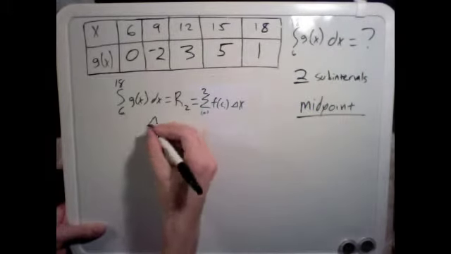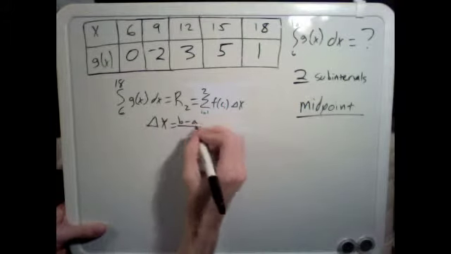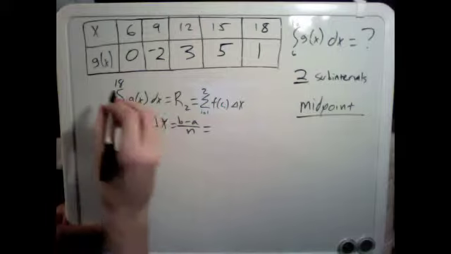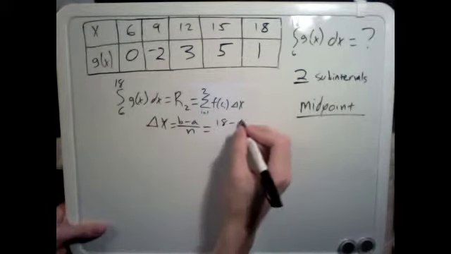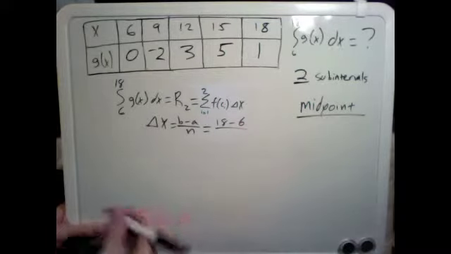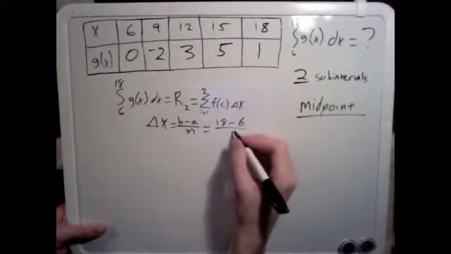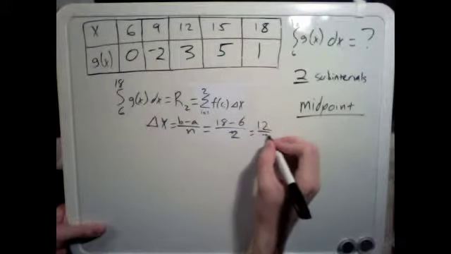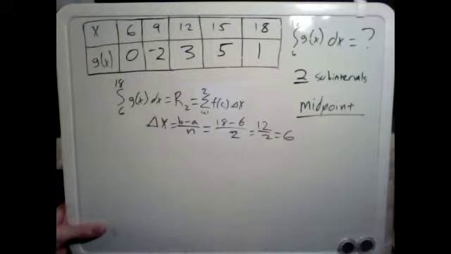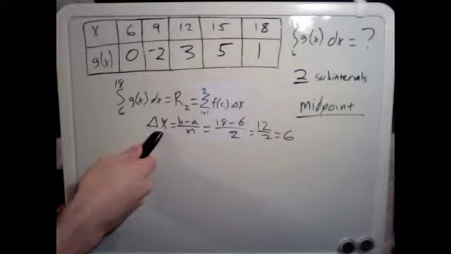For delta x, it's going to be b minus a over n. b is 18, a is 6. It's the interval that we're integrating over. And then n is right here, our number of subintervals, which is 2. So that's going to be 12 over 2, which is equal to 6. So our change in x for each subinterval is going to be 6.